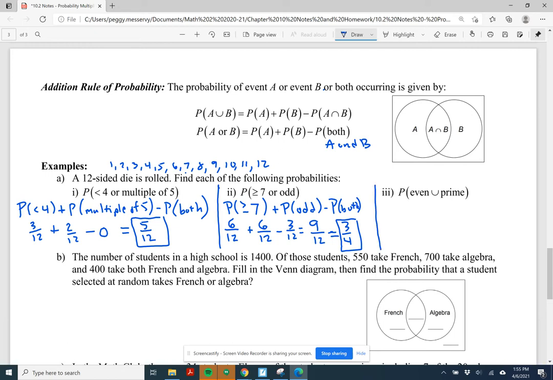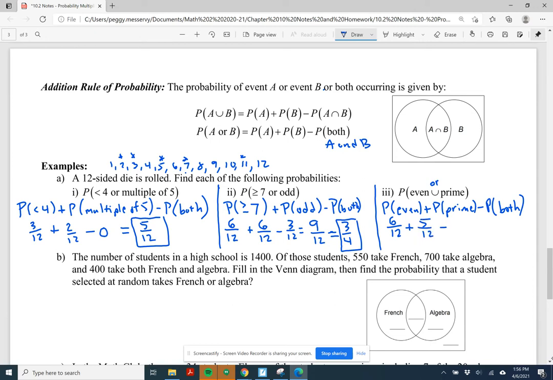Okay, part 3. I want to do the probability, remember this is the OR, probability of even plus the probability of prime minus the probability that it's both even and prime. Okay, so look at the evens. There are 6 out of the 12, so the probability that's even is half, 6 out of 12. Probability that it's prime, how many of those are prime? 2, 3, 5, 7, and 11. 5 of them, right? So 6 out of 12 plus 5 out of 12.